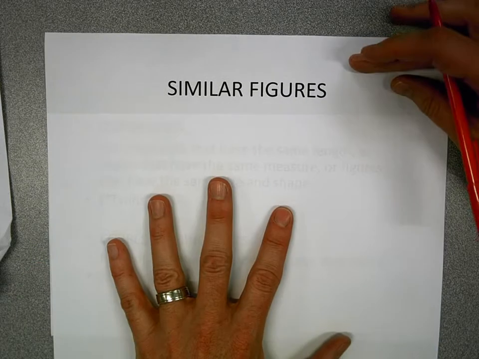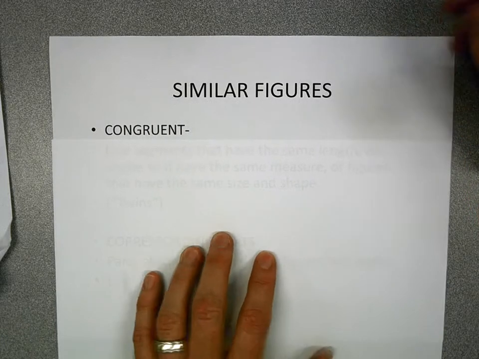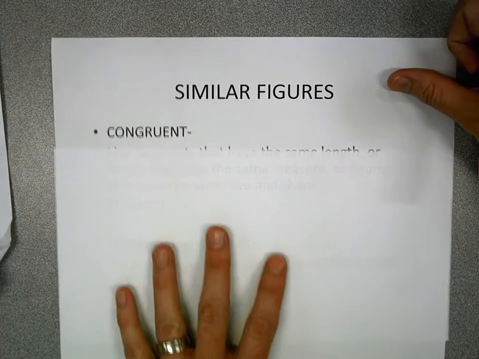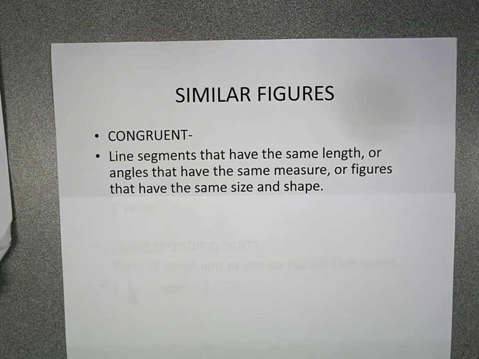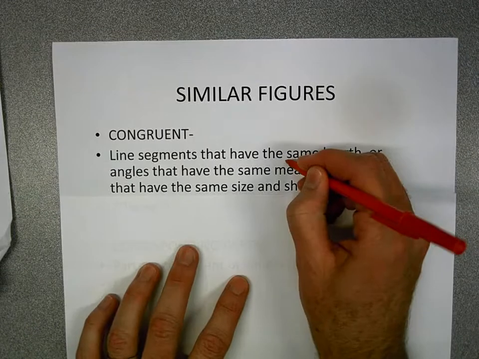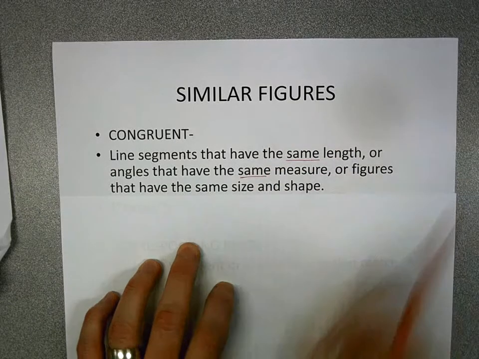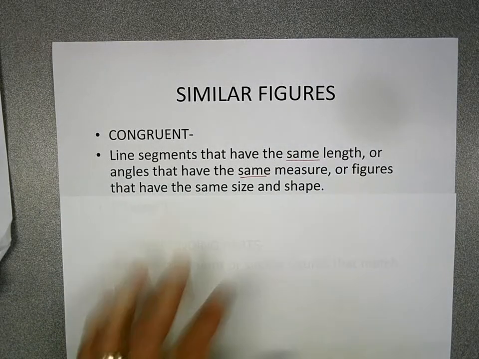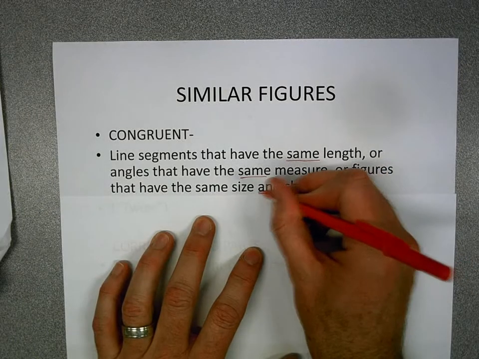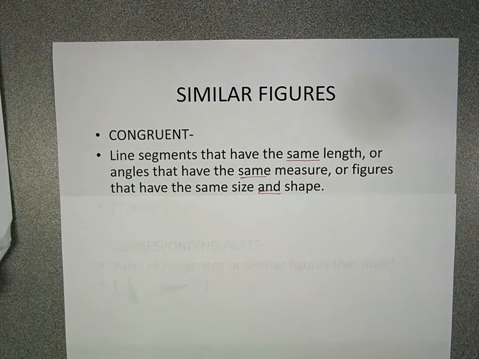So here we go. The very first word I want to talk about is the word congruent. Here's what your book says: these are line segments that have the same length, or angles that have the same measure, or figures that have the same size and shape.